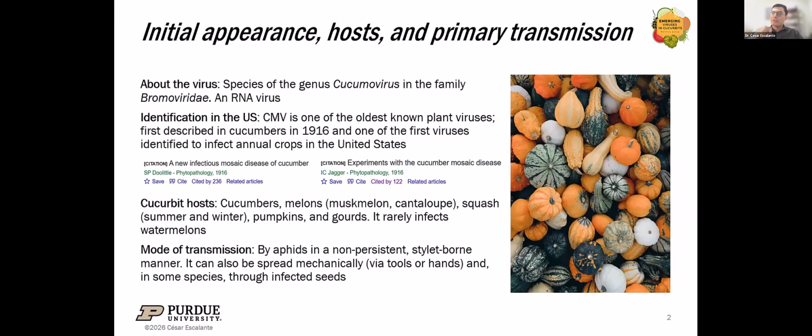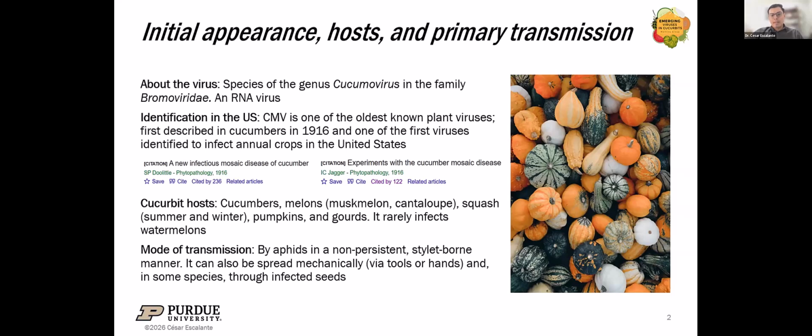So, cucumber mosaic virus or CMV was actually first identified in the United States around 1916. This is way before the era where plant virology was well developed, and electron microscopy was not well developed at that time. But there were some reports in Michigan and also in New York of what they called mosaic disease of cucumber. They later found out that this was actually CMV. So CMV has been around for a long time.